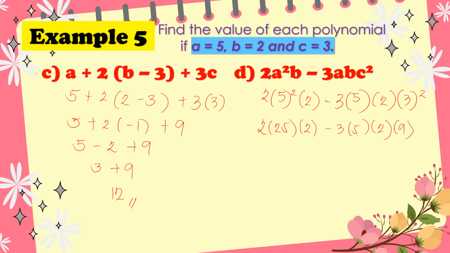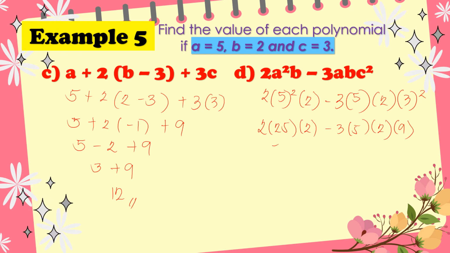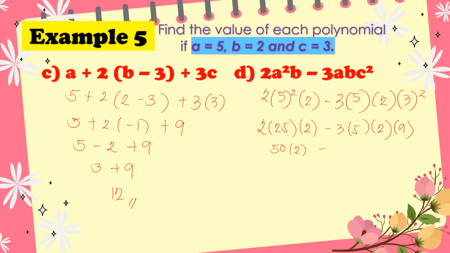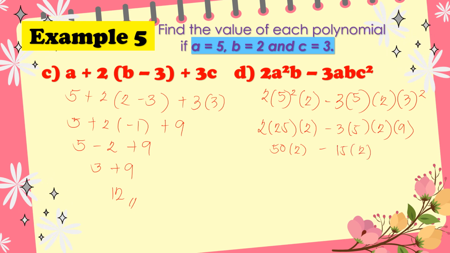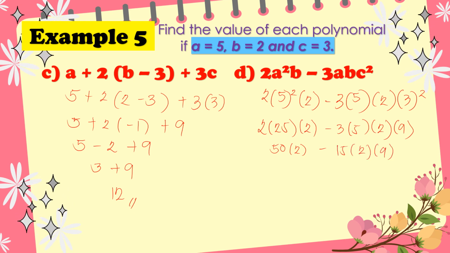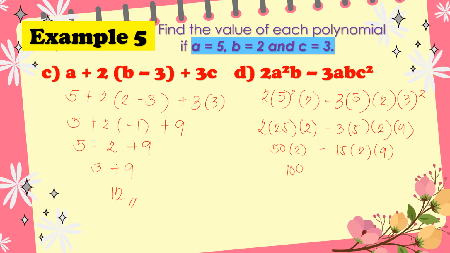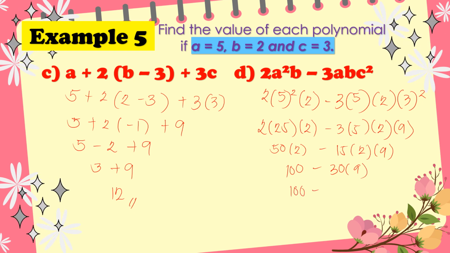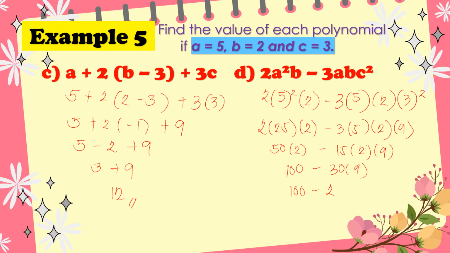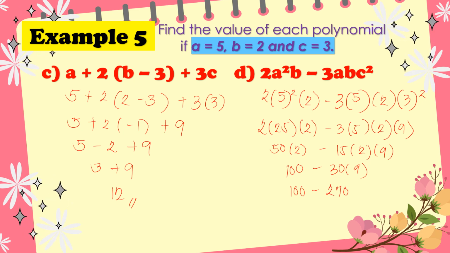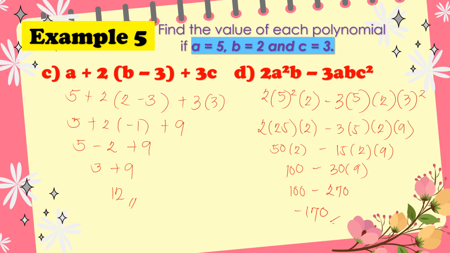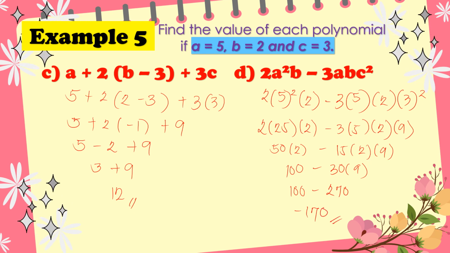And then, mag-simplify na tayo. 2 times 25, that would give 50 times 2. Minus 3 times 5, 15. Times 2 times 9. Simplify further. 50 times 2, 100. 15 times 2, 30. Times 9. And then, simplify pa natin. Copyin yung 100. So, 30 times 9, that is 270. So, 100 minus 270, that is equivalent to negative 170. So, that is your final answer.